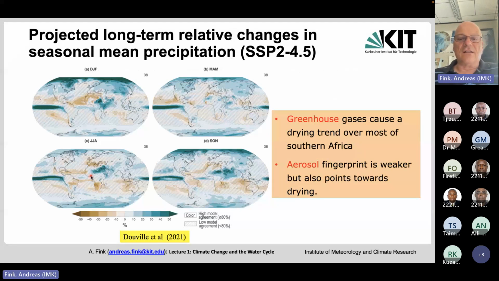There is here the change in rainfall. Here I used the 4.5 scenario, so that's a medium scenario, not the low-end scenario, but also not the high-end scenario. And this is for the different seasons here. DJF stands for December, January, February, and so on for the other seasons. And on all these maps, you see that if there is a color, it's a high model agreement. And if there is this hatching, there is a low model agreement.